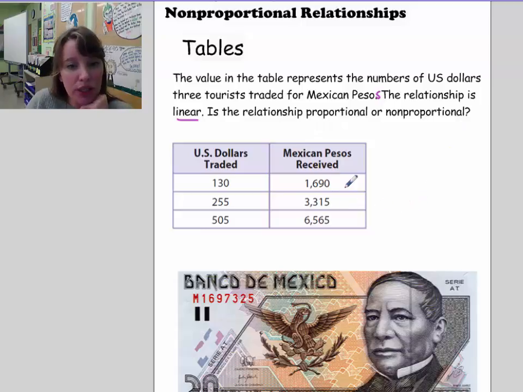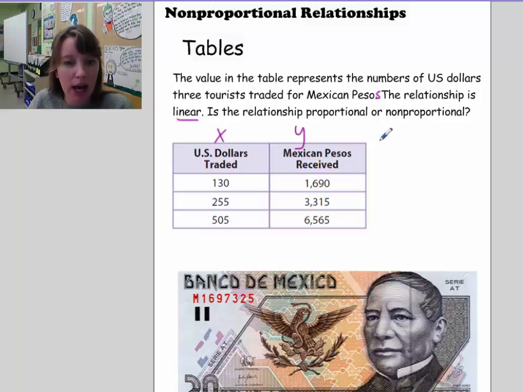Let's think about this. This is going to be our X and this is going to be our Y, because they started with American dollars and they received pesos. By the way, this is a 20 peso note, a Mexican peso note. It's like our $20 bill, but they have 20 pesos.